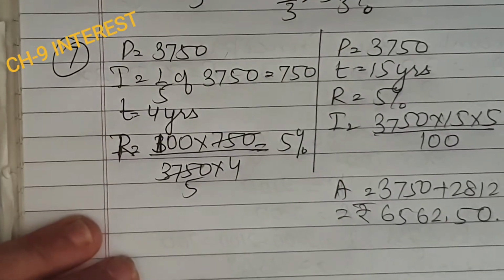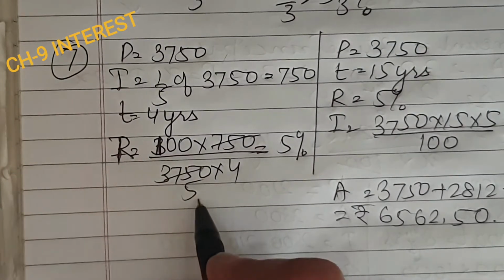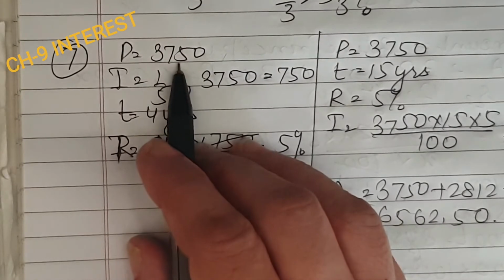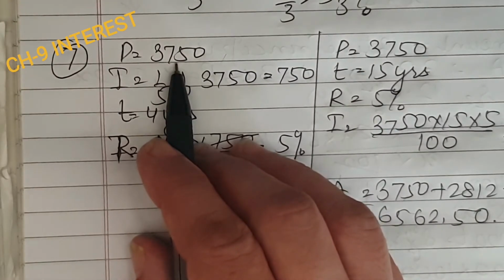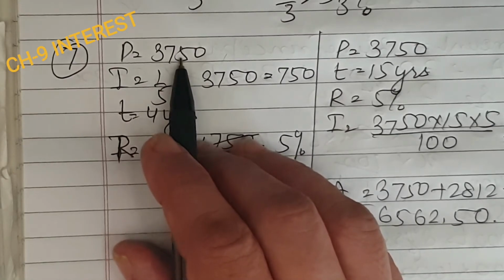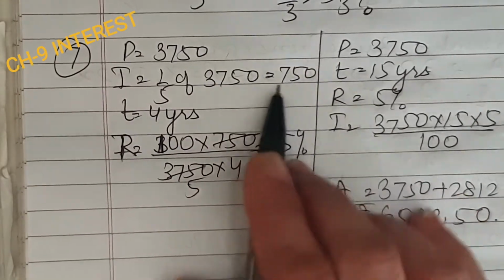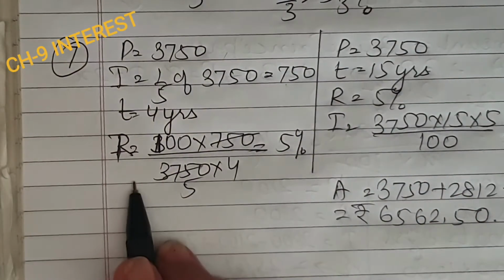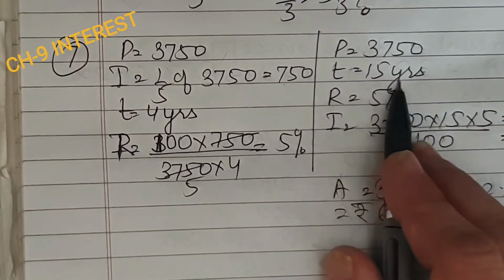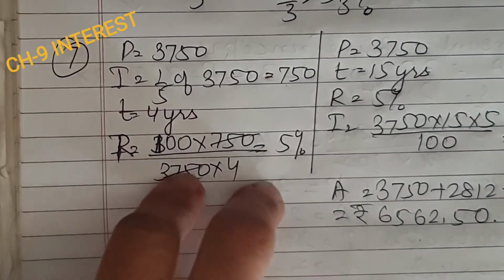Now in question number 7 again. Here you are given that principal, that 3,700 is the principal and it has the interest equal to 1/5 of itself. 1/5 of itself means 750 is the interest. Time is 4 years. So what will be the rate of interest? Knowing the rate of interest, what will be its amount in 15 years? We'll find the interest and then we'll find the amount for 15 years.